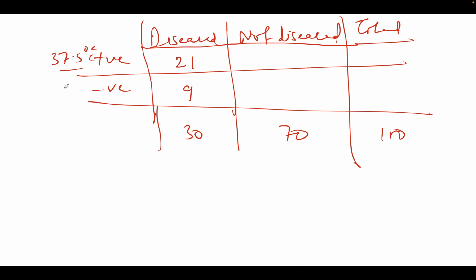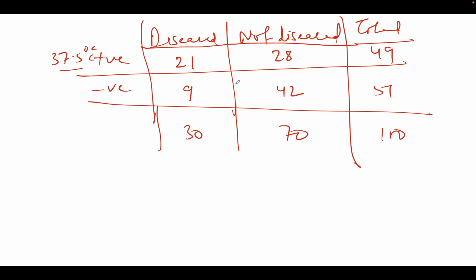The question also said 40% of 70, which we calculated in the last slide, it was 28, were not suffering from disease, but their temperature was greater than 37.5. So this is my false positive. So if this is 28, out of 70, this 42 will be my true negative. Now you add, this becomes 49, this becomes 51. Now this is the 2 by 2 table made.